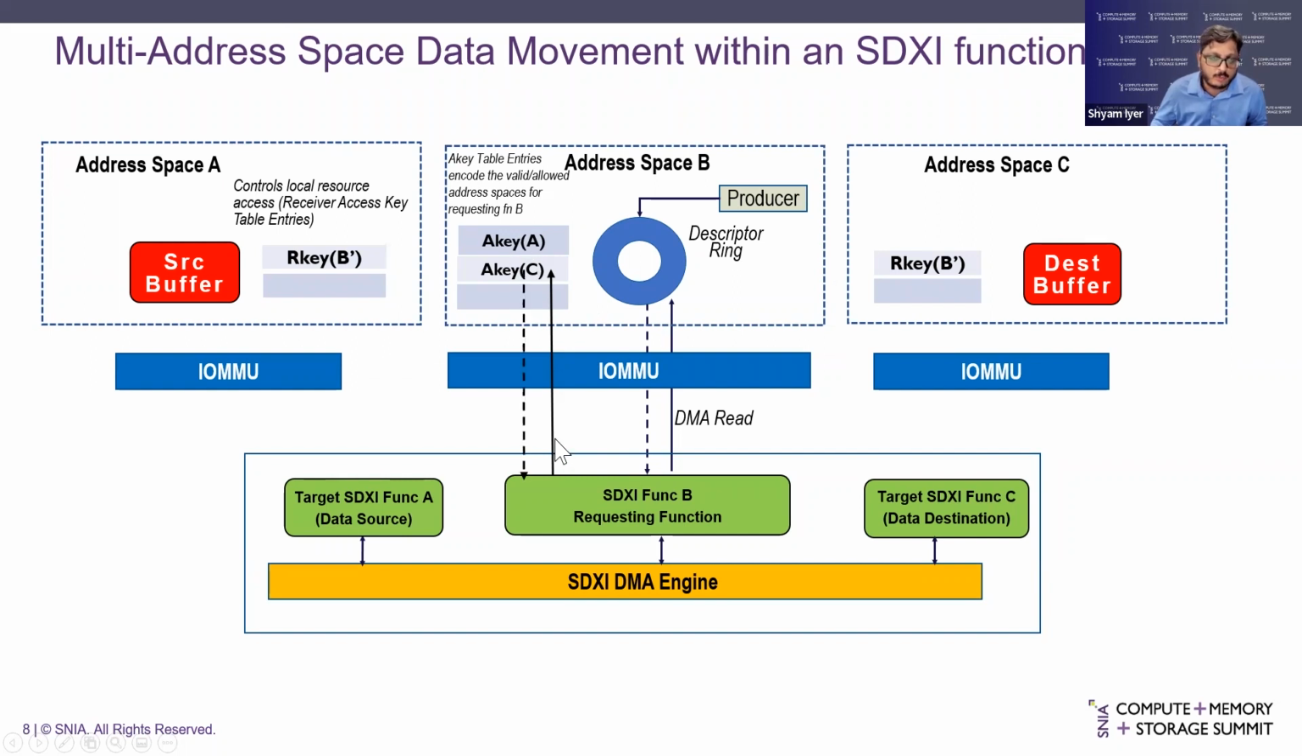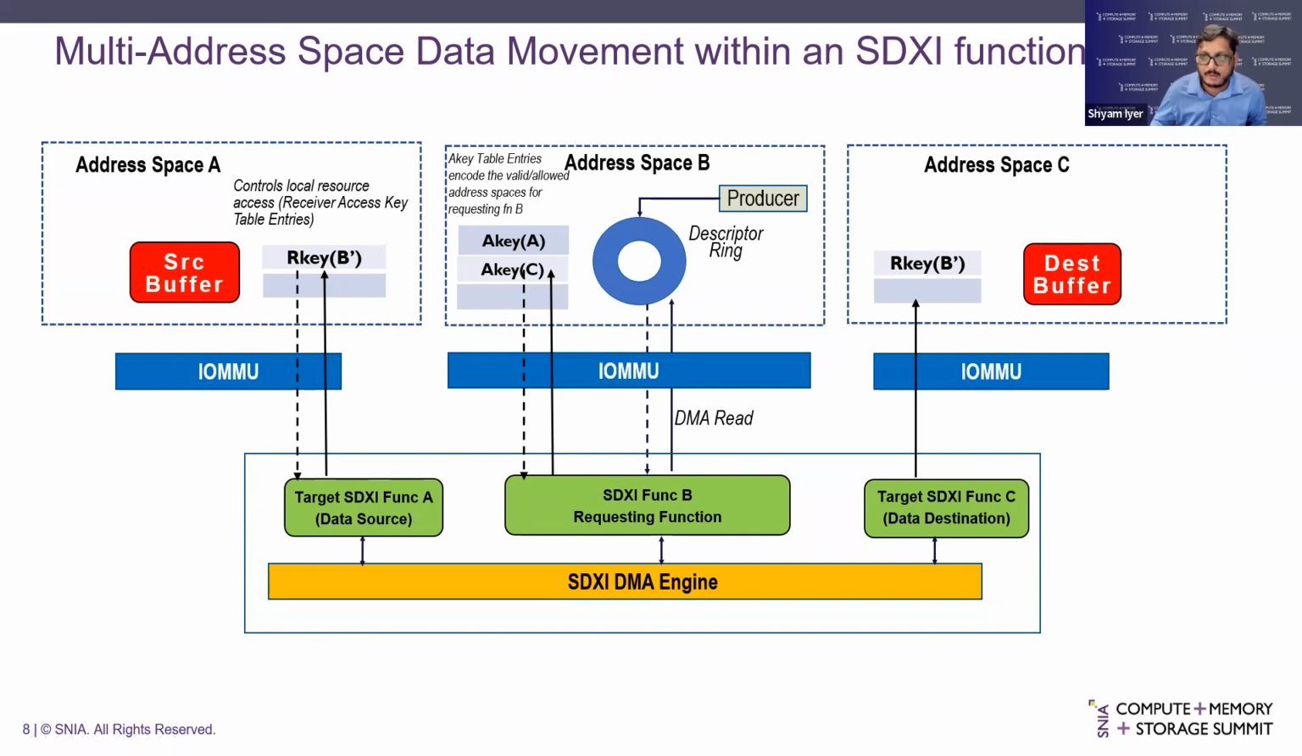Once that validation is successful, the A key entries encode the R key indexes that this target function will use to go fetch the entry from the address space A's R key table. And in that R key entry, the A key that is allowed to reach into this address space is validated. And so that means the access is allowed. Once that access is allowed, then this memory access can happen.